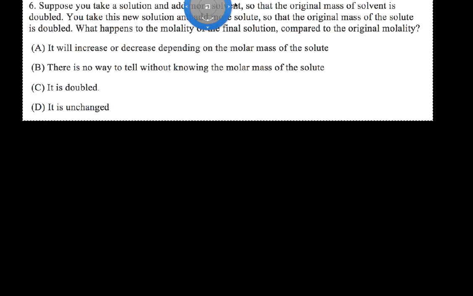Suppose you take a solution and add more solvent so the original mass of the solvent is doubled. You take this new solution and add more solute so that the original mass of the solute is doubled. What happens to the molality of the final solution compared to the original molality?